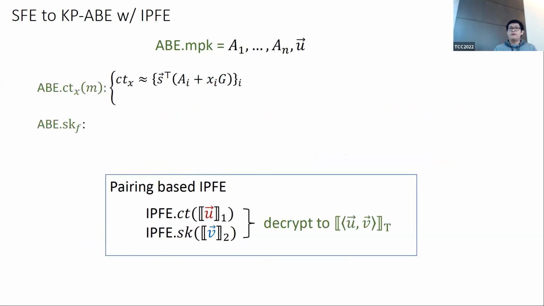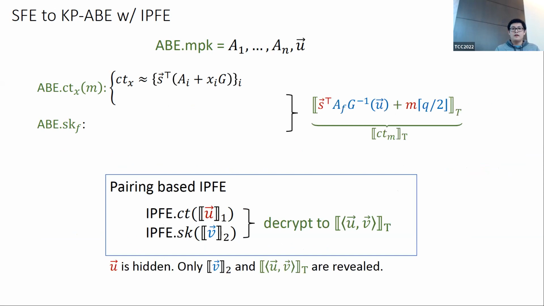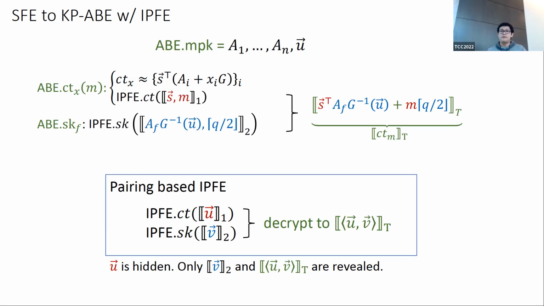We use a pairing-based IPFE scheme, which allows us to break an inner product between U and V into an IPFE ciphertext of U and the secret key of V. The security hides U and reveals V and the inner product in the exponent. So now we can break the problematic term CTM into an IPFE ciphertext of S and M, and the IPFE secret key of the rest of the term, which may depend on F.